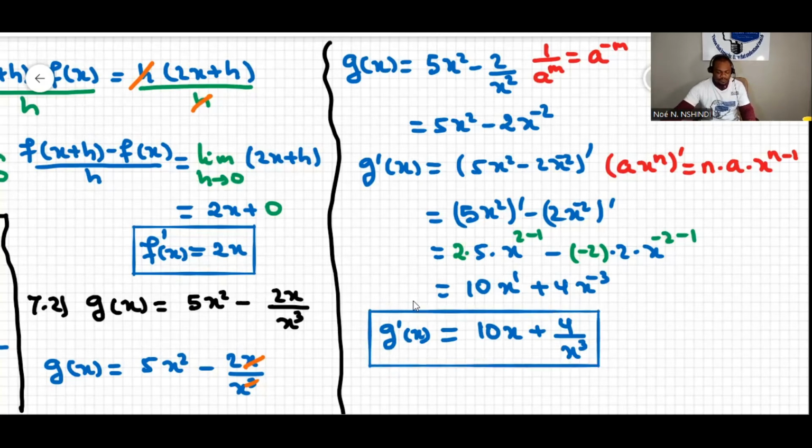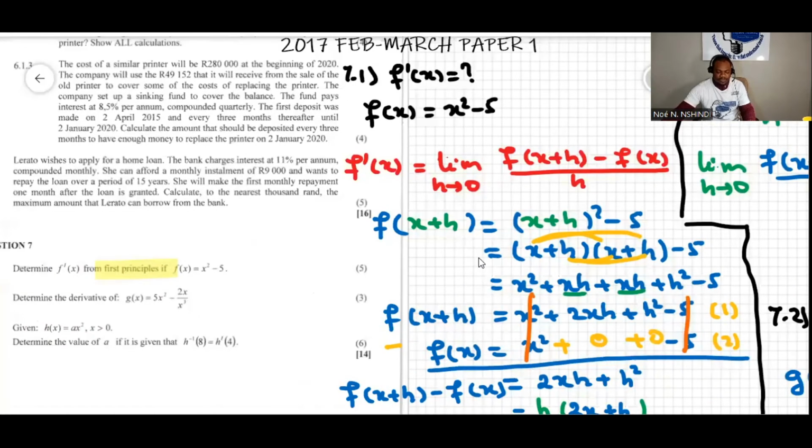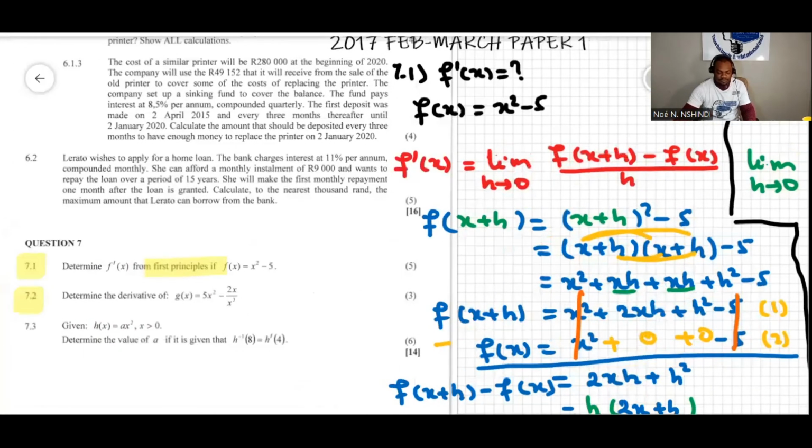And then the following question will be question 7.3. The question says that given h of x equal to ax squared, where x is greater than 0, determine the value of a if it is given that h minus 1 of 8 equals h prime of 4.